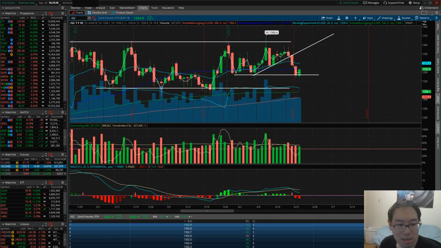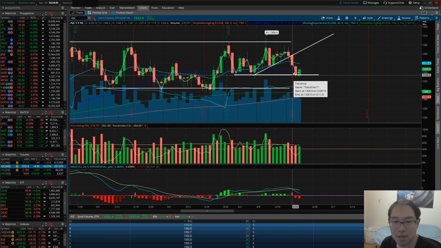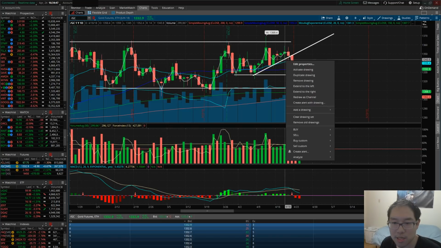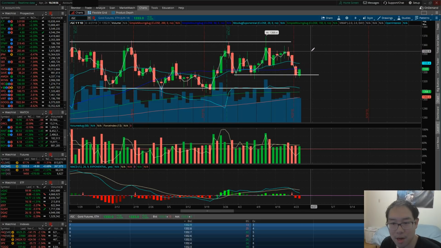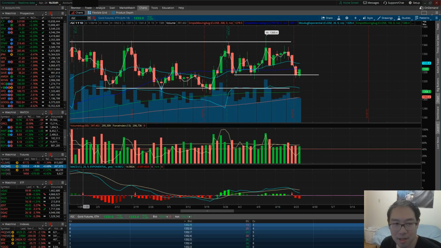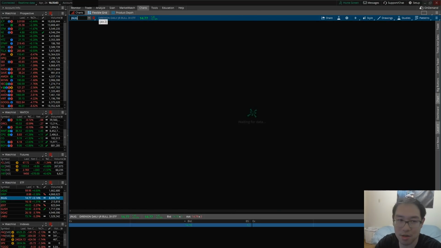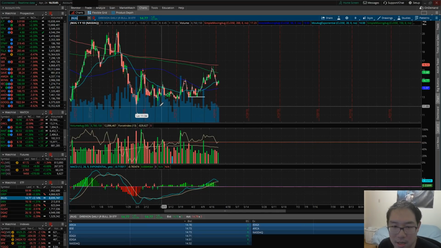So, JNUG was a play that you guys could have gone in today because we bounced off the support. So let's remove this line. This line is no longer applicable, but you guys can see this horizontal action, right? Down, up, right? That's the more probable scenario. Looking at JNUG, which follows gold, right? Here we go.